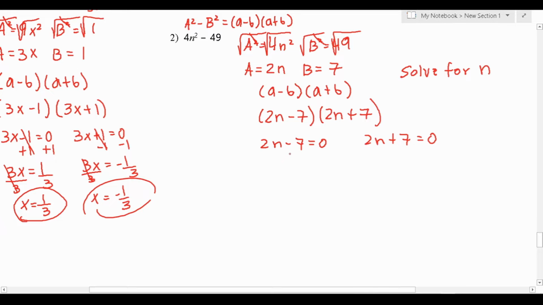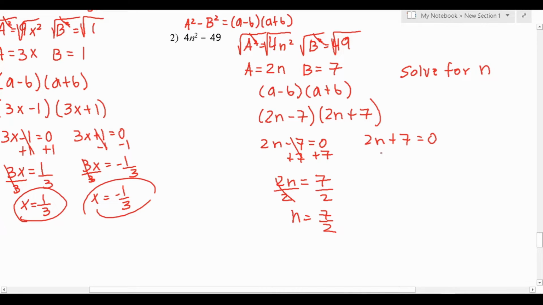To solve for n in this one, we want to get n by itself. So that's going to prompt us as our first step to add 7 to both sides. Negative 7 plus 7 crosses out, leaving us with 2n equals 0 plus 7, which is just 7. Now we're going to divide both sides by 2 to get n by itself. This says n equals 7 over 2.